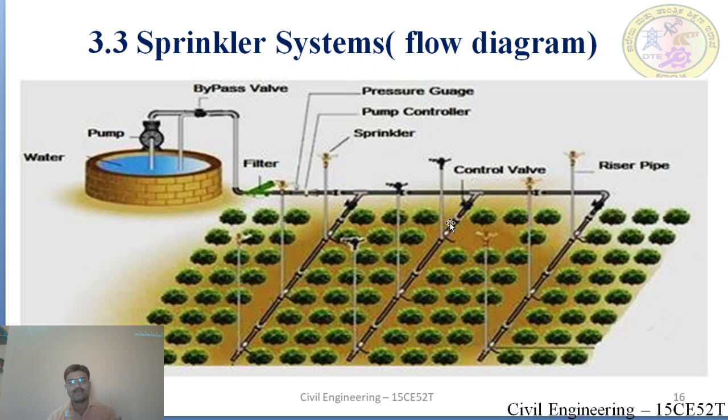Now watering is being done. When the control valve is open, the water enters the sub main line and into the rising pipe, and through the revolving heads the water is sprinkled and the irrigation is being done. This is about the sprinkler irrigation system.